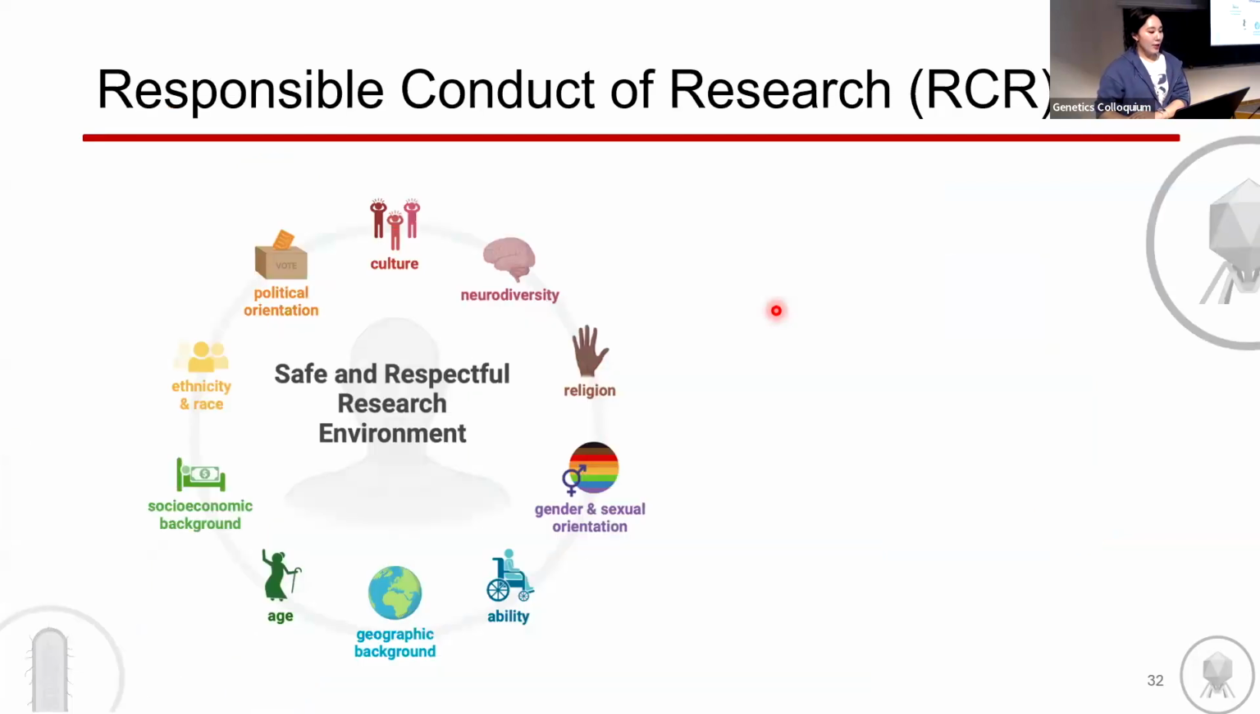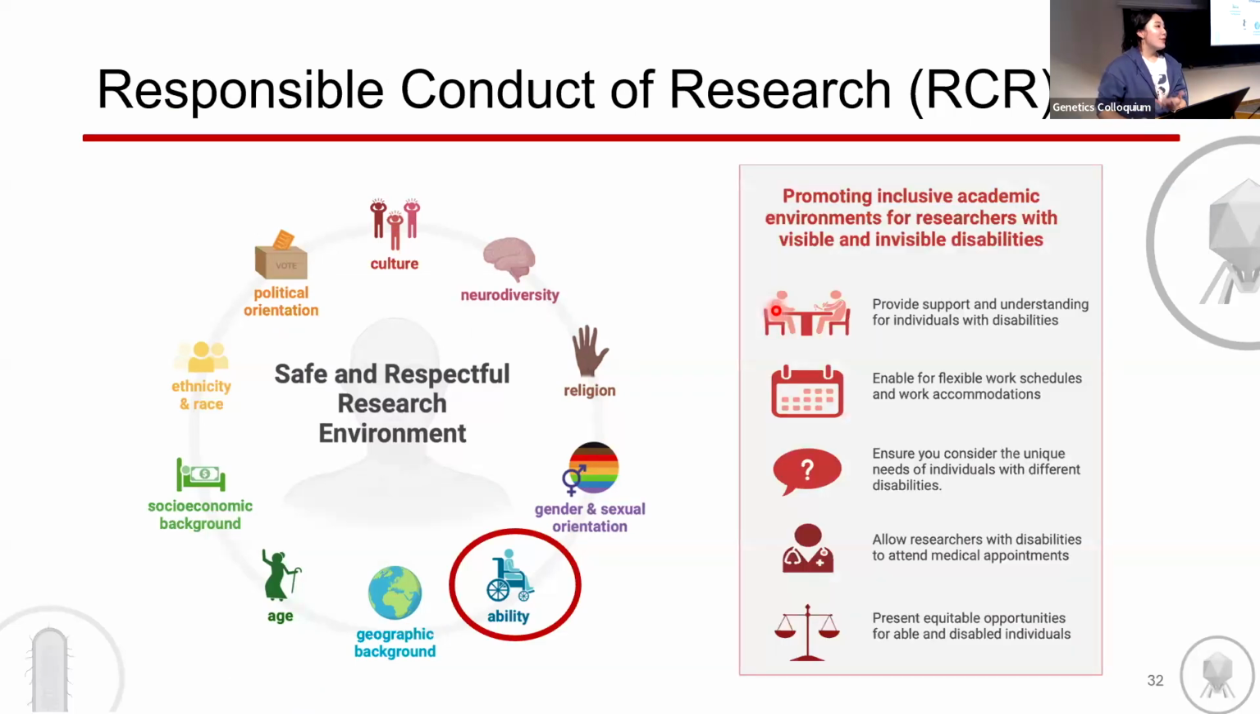So I also want to address the RCR topic that the NIH standards wants us to do for our program. What I'm trying to address is safe and respectful research environments, particularly towards people with visible and invisible disabilities. This research was done under a supportive and understanding environment between the PI and the students. And there was a lot of flexibility in terms of scheduling and for doing experiments as well.